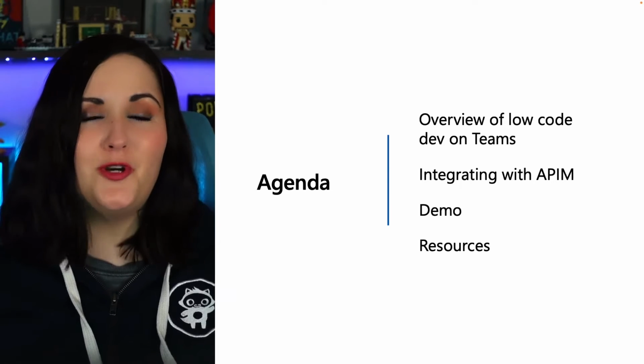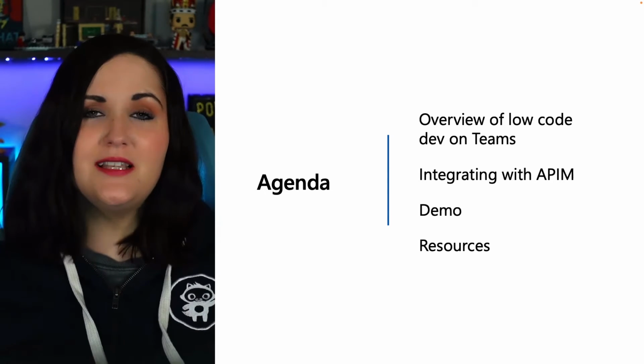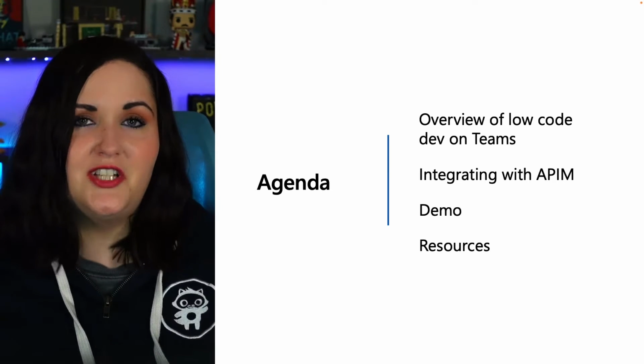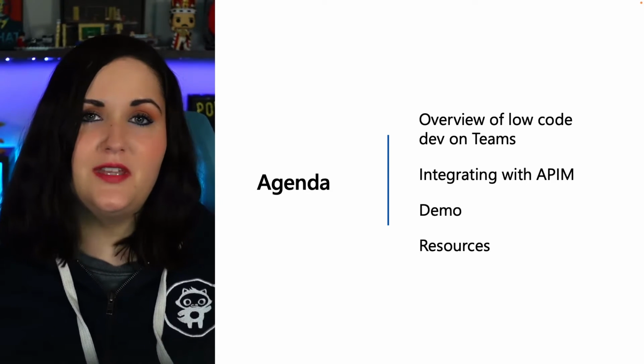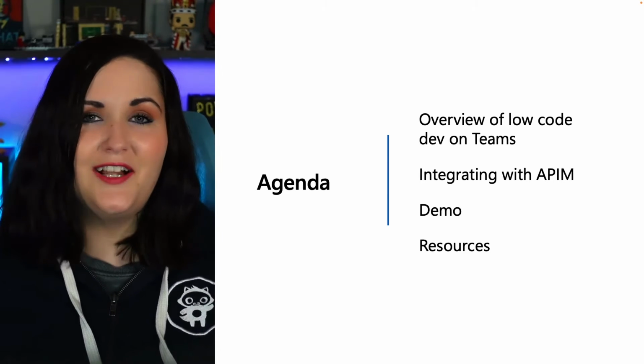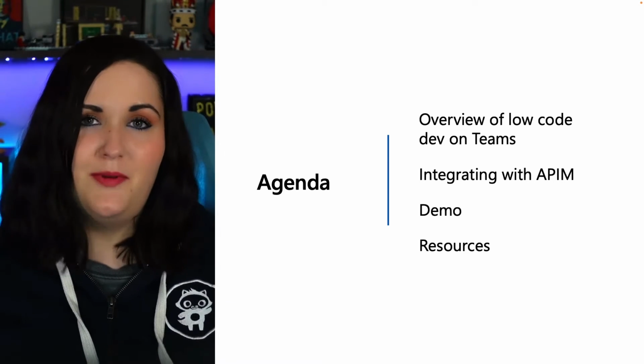Today we're going to be talking about how we can leverage low-code tools to accelerate our Teams application development. Teams has over 145 million active users, which makes it a great place to host our apps. We're going to be showing some of the low-code technologies available to us to build apps within Teams, as well as some of the code-first integrations, specifically how we can integrate with backend APIs through Azure API Management.